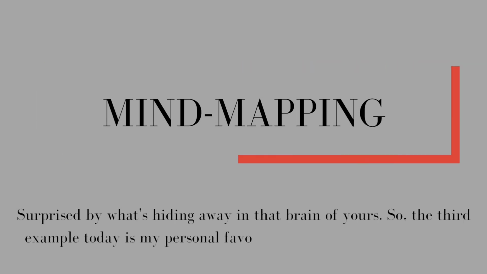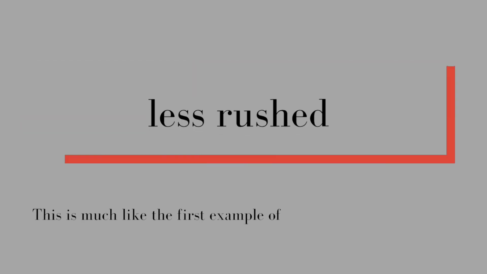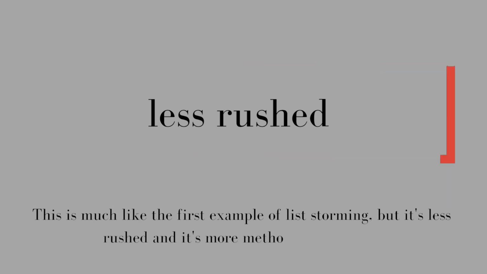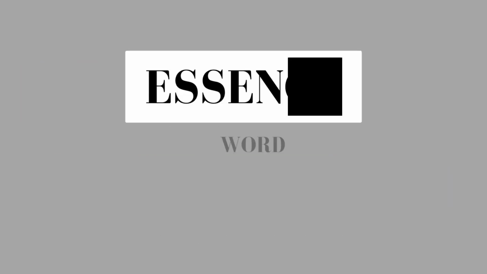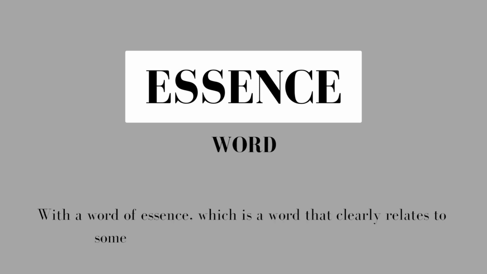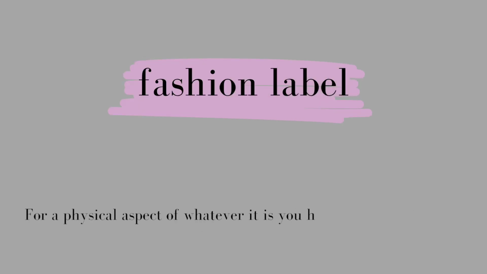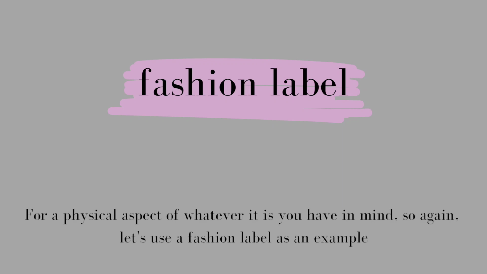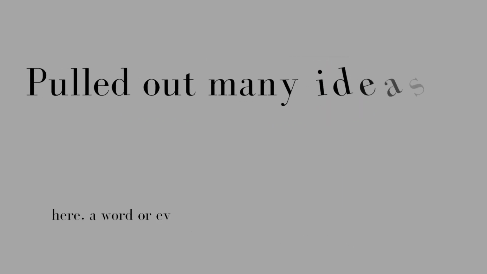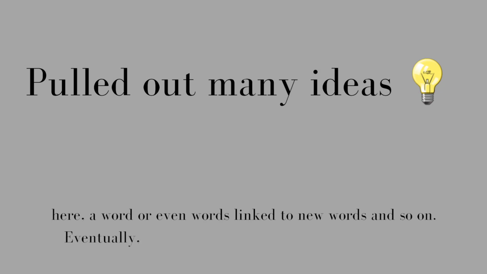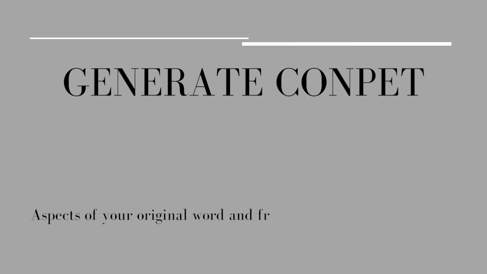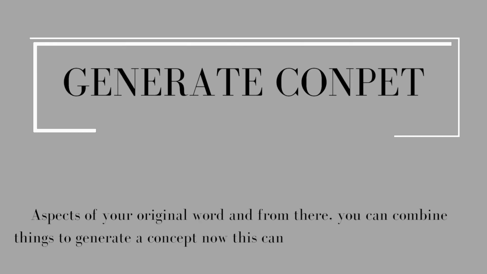So, the third example today is my personal favorite, and that is mind mapping. This is much like the first example of list storming, but it's less rushed and it's more methodical. You start with a word of essence, which is a word that clearly relates to something specific and represents an emotion or physical aspect of whatever it is you have in mind. So again, let's use a fashion label as an example. Here, a word or even words are linked to new words, and so on. Eventually, you have pulled out many ideas and many aspects of your original word, and from there, you can combine things to generate a concept. Now this can of course be done on paper.